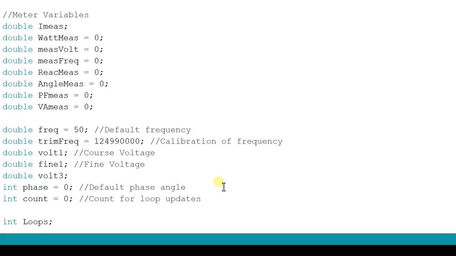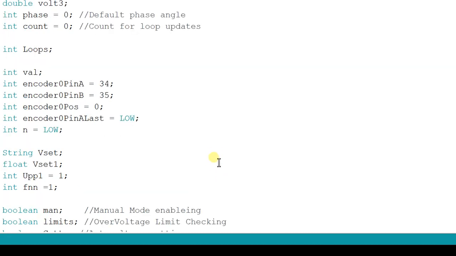Just a count, because basically what I'm doing is I'm looping it around and counting up, and every time I get to a certain amount I'll do something. So we actually just keep going through loops. You'll see what that's for. Val, you'll see what that's for. Encoder, pin A and pin B, that's for the rotary encoders. More stuff for the rotary encoders. This is for where I've set things. You'll see in a second.